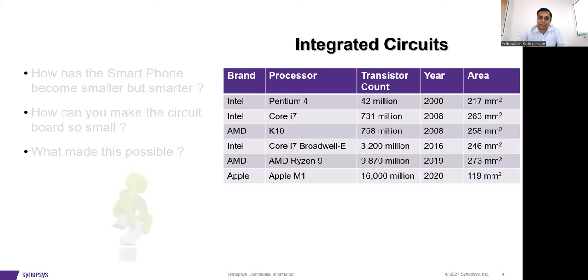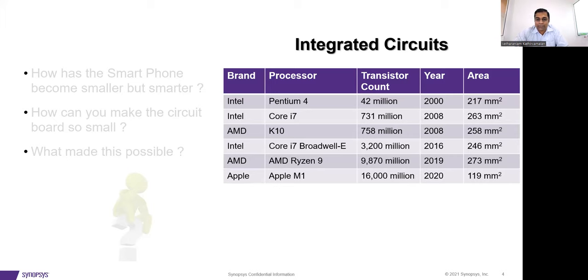Here you can see the growth of the different ICs over the years from 2000 to 2020. We picked up a few of the well-known processors in different areas. So we have the Intel Pentium 4, which had a transistor count of 42 million transistors, and that was in 2000. And the area that it used to take was also relatively small. Now, as you see over the years, the number of transistors in an IC has increased drastically.